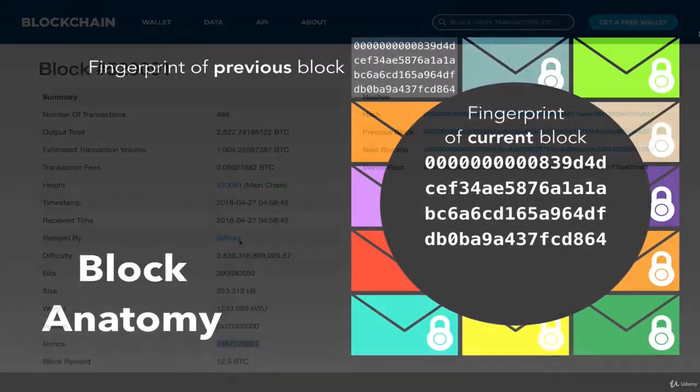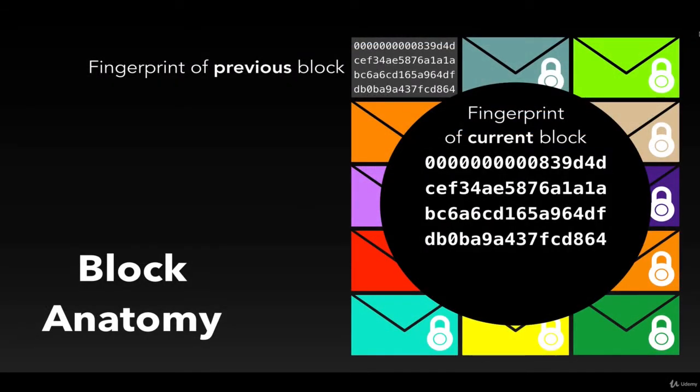Well, let's see. So back to our slides. This is what we've been looking at so far. There's actually another piece of data inside of the block that gets hashed, and that is, surprise, the nonce.